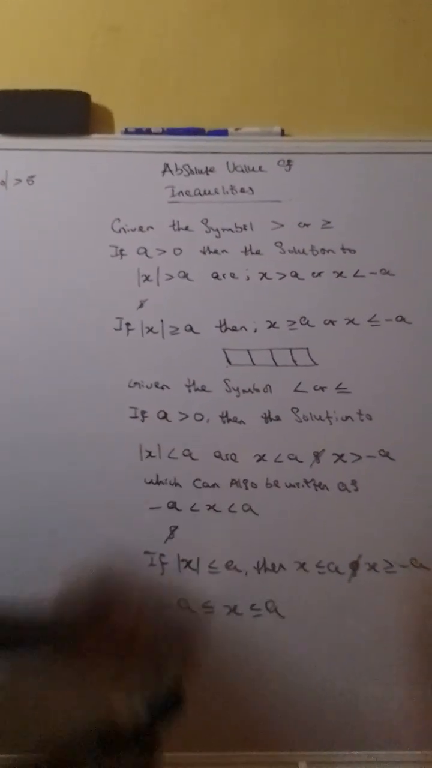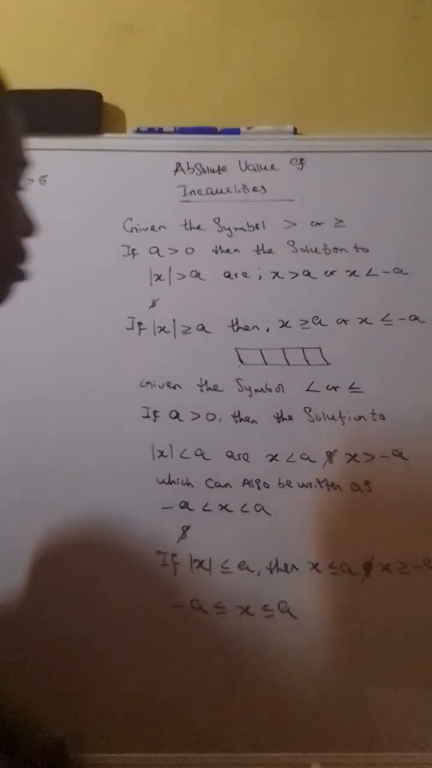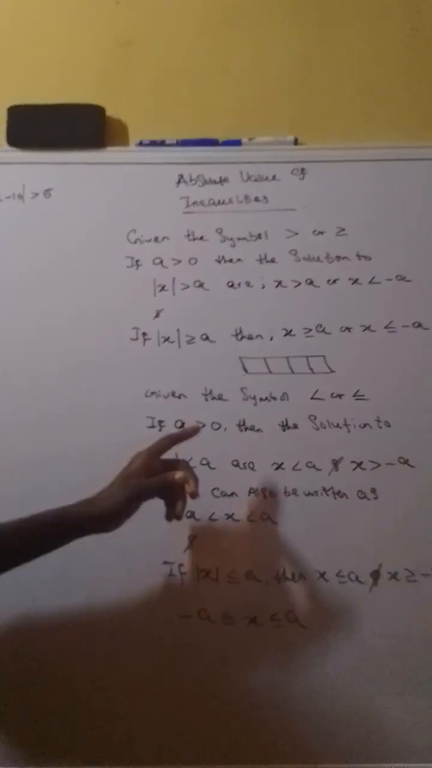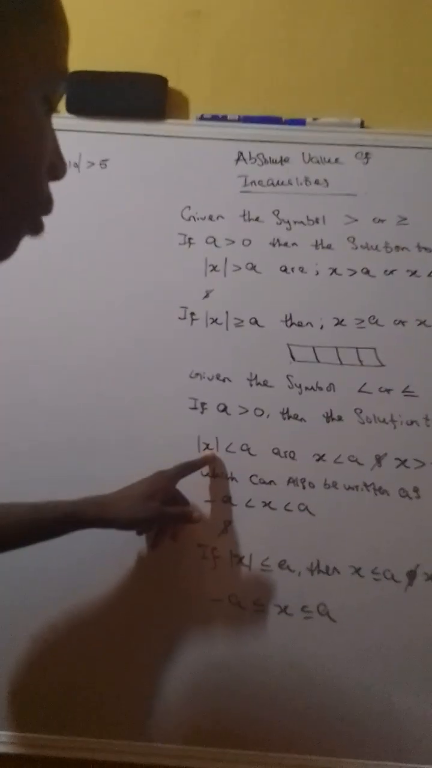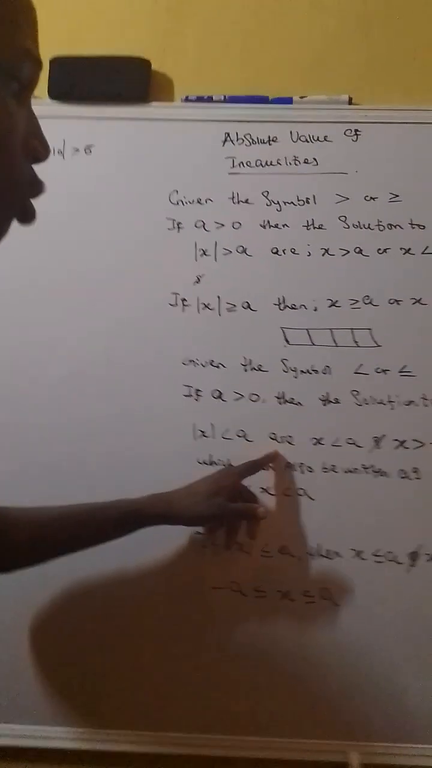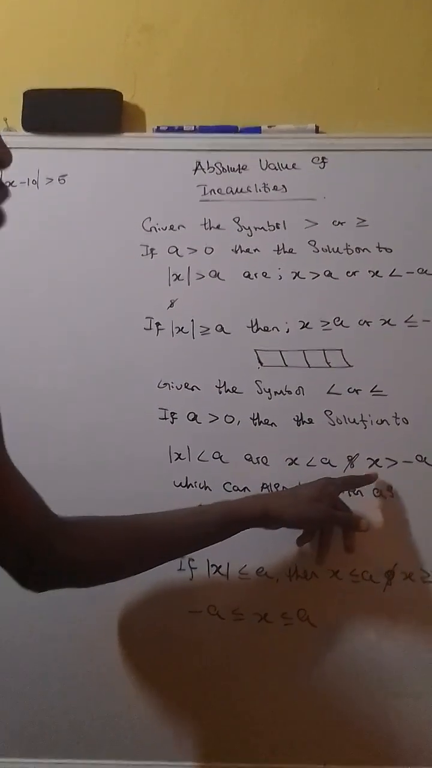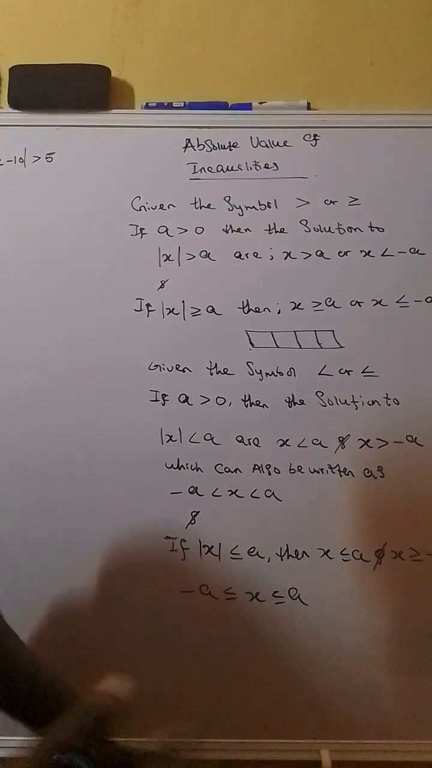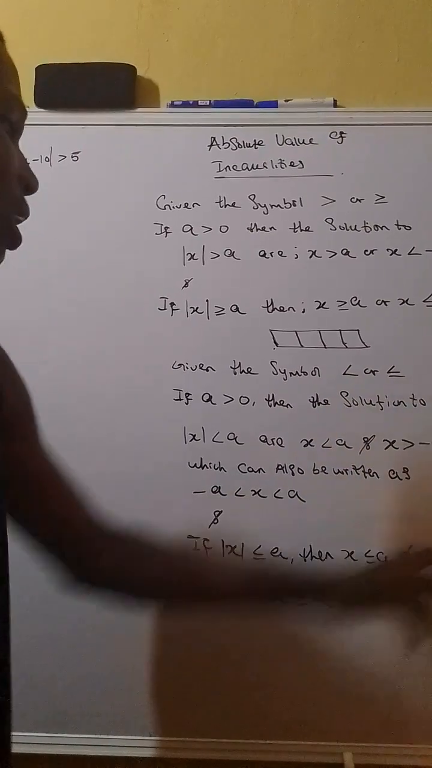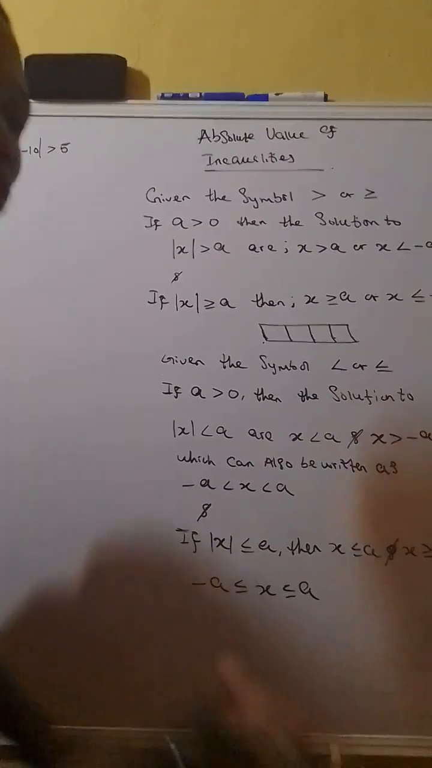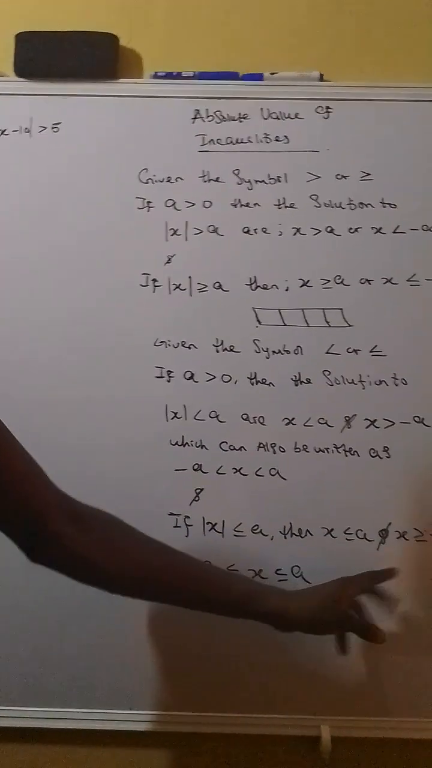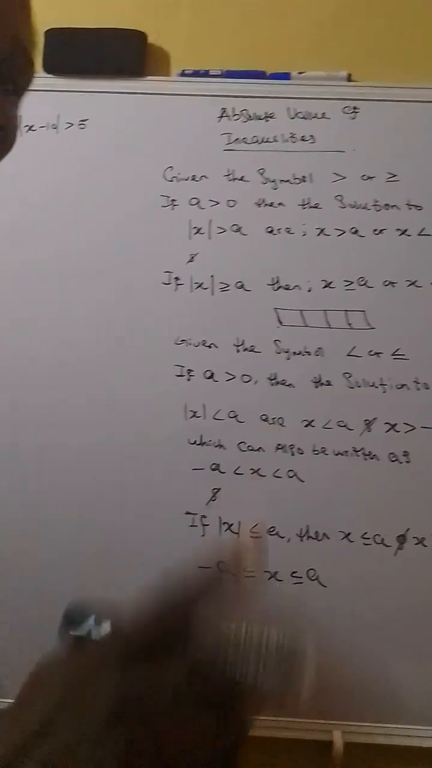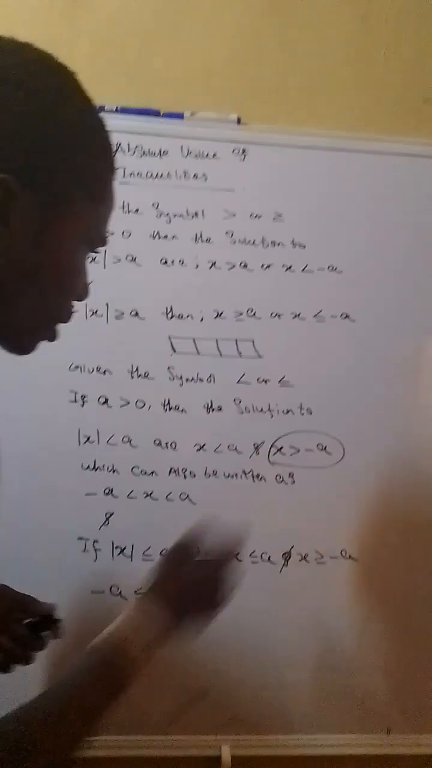Again, if the value you are given is greater than 0, that means 1 upward, the solution to the absolute value of x when it is less than a is x less than a and also x greater than minus a. So it's very easy to understand. If it's less than, you have x less than a and x greater than minus a. If it is less than or equal to, you have x less than or equal to a and x greater than or equal to minus a. Now listen guys, this is one major issue that you need to understand.